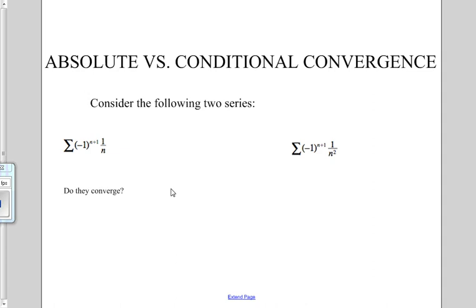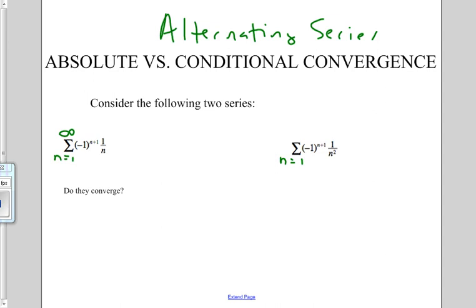All right, so in that last video we were looking at convergence for alternating series. Now we want to talk about the distinction between absolute and conditional convergence. Again, this is for alternating series. If we look at both of these and want to know whether or not they converge, we could write out the first couple terms just to help us see. Let's say n equals 1 to infinity, n equals 1 to infinity.